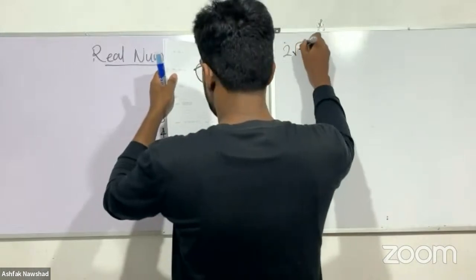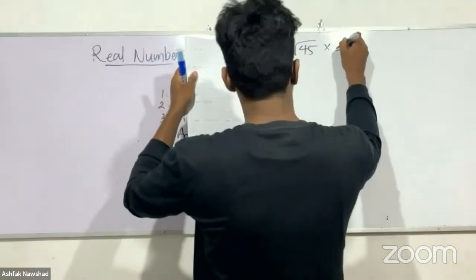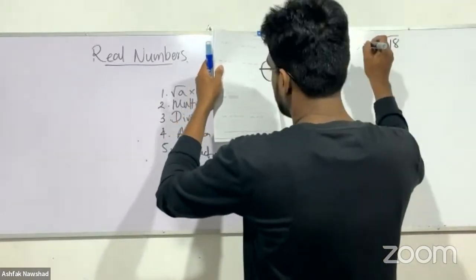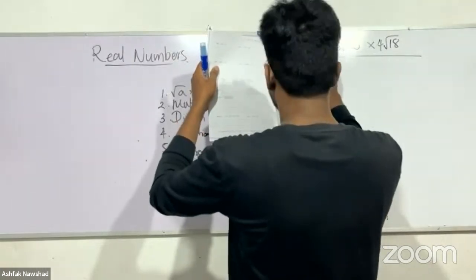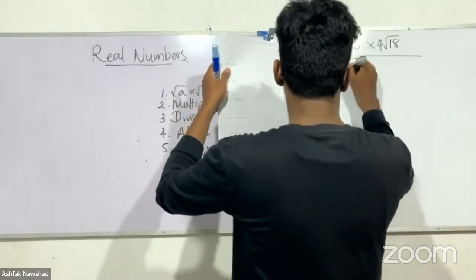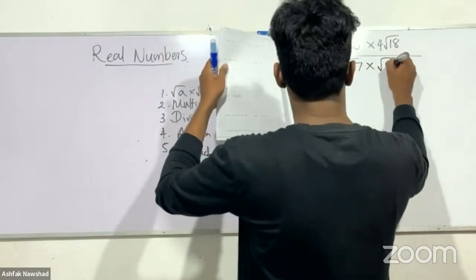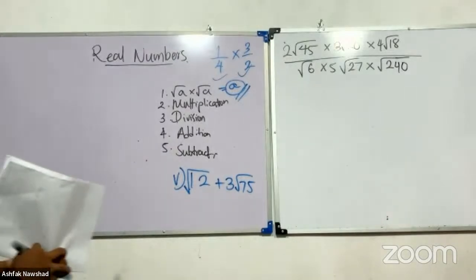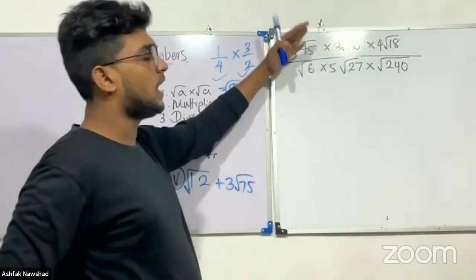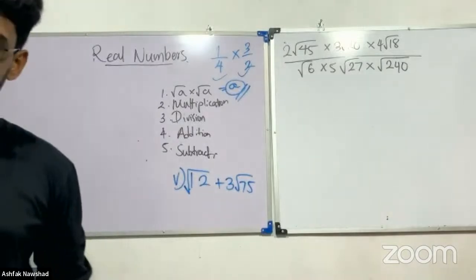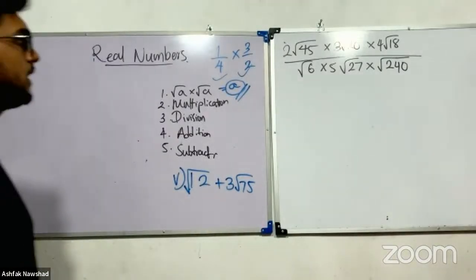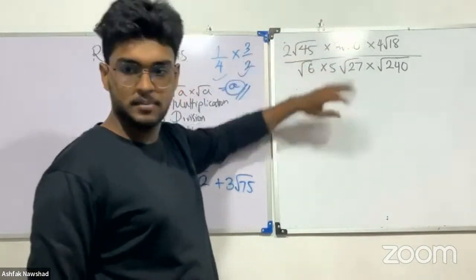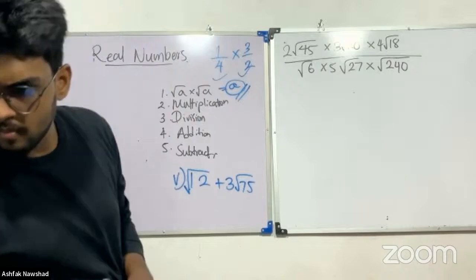2 root 45 times 3 root 20 times 4 root 18 over root 6 times 5 root 27 times root 240. See, it may seem like a hard sum because there are a lot of numbers and all, but it's not a big deal. Here it's not visible, right? It is light. That's 3 root 20. I'll just write it below.